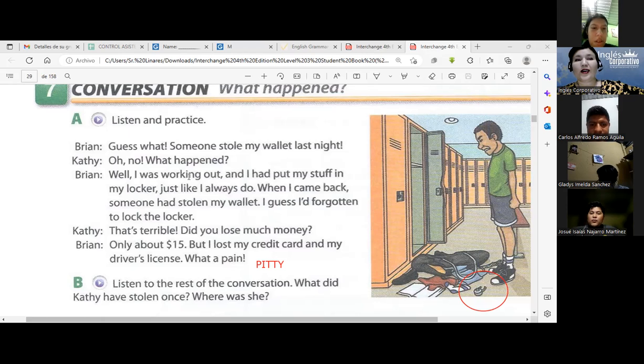Oh no. Oh no, what happened? Well, I was working out. I had put my stuff in my locker just like I always do. When I came back, someone had stolen my wallet. I guess I had forgotten to lock the locker. That's terrible. Did you lose much money?